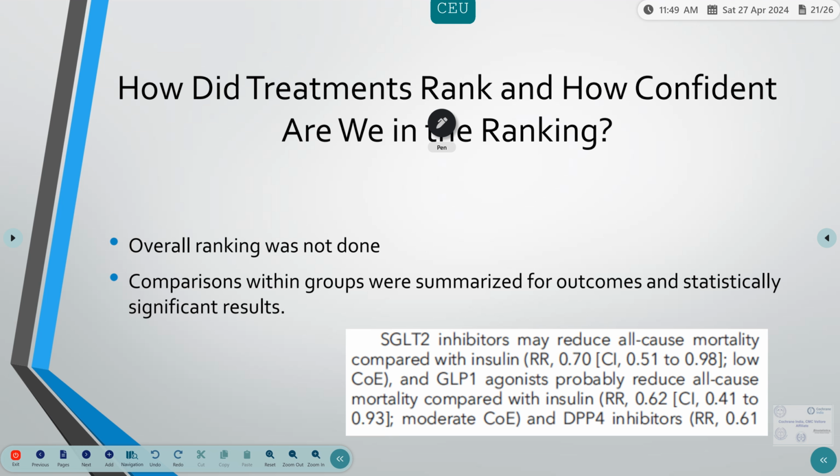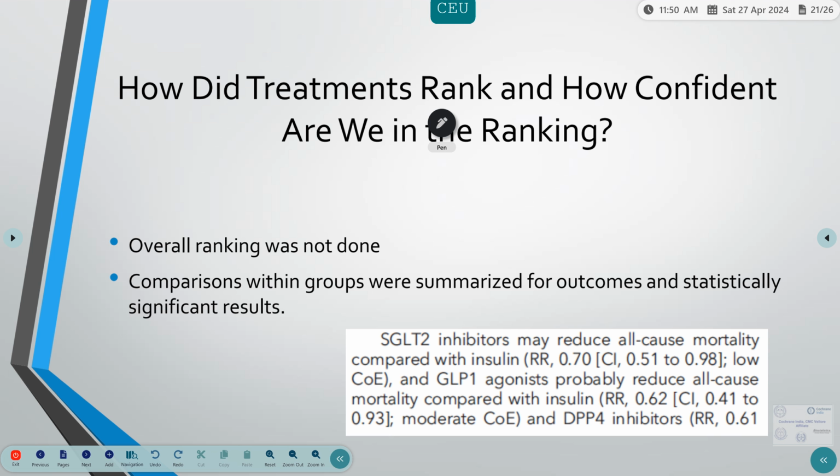So how does the treatment rank and how confident are we in the ranking? Ideally, for each outcome, they could have ranked all the drug groups. So first is SGLT2, second is DPP4, they could have done it like that. But they have not done that. Instead they have done summarized comparisons for statistically significant results.